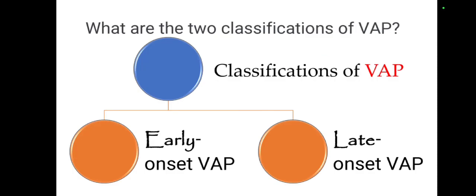Two classes of ventilator-associated pneumonia. First, we have early onset ventilator-associated pneumonia, which occurs from day 1 to day 4, and it commonly responds to monotherapy antibiotics. Second, we have late onset ventilator-associated pneumonia, which occurs after 4 days, starting from day 5, and it usually becomes multidrug resistant.